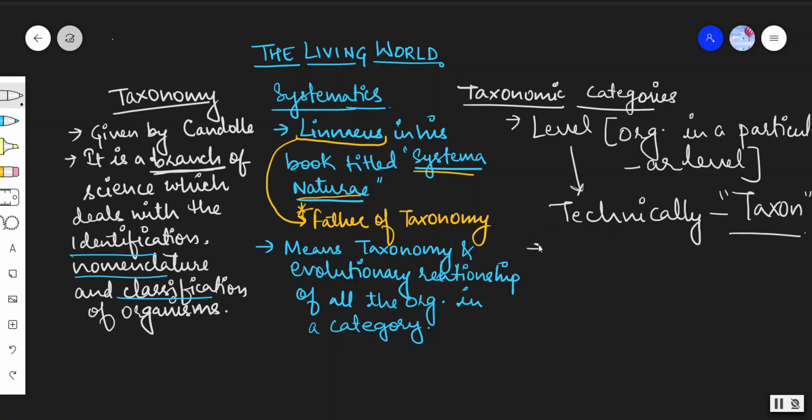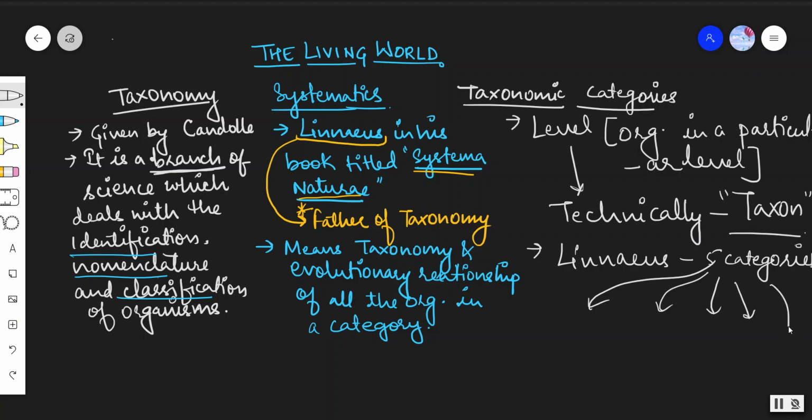So the categories given by Linnaeus: he gave five categories to classify the organisms accordingly. Five categories, and those five categories are: first is genus, then species, then class, then order, and last but not the least, variety. Okay, variety.